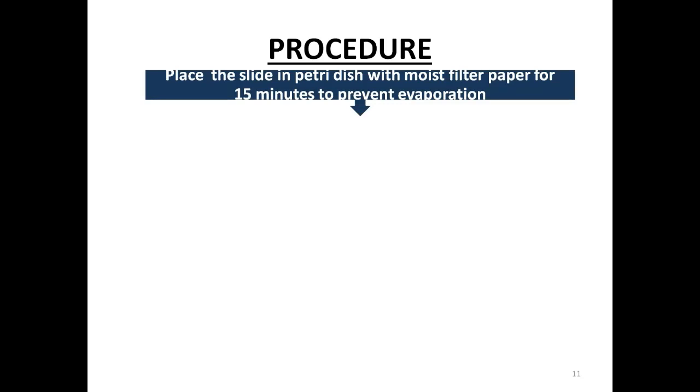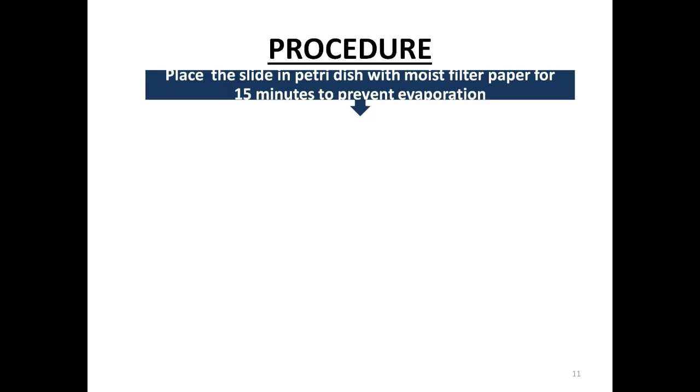Then place this glass slide, on which you have mixed the blood and the stain, in a petri dish, that is, a moist petri dish. How do you make a moist petri dish? By taking a petri dish and placing a filter paper, and then placing a few drops of distilled water on the filter paper so that it gets wet and creates a moist environment. In this you have to place the slide which is mixed with the blood and stain.